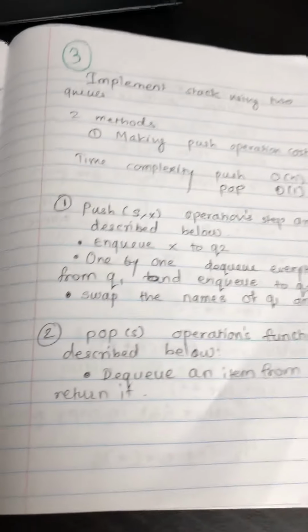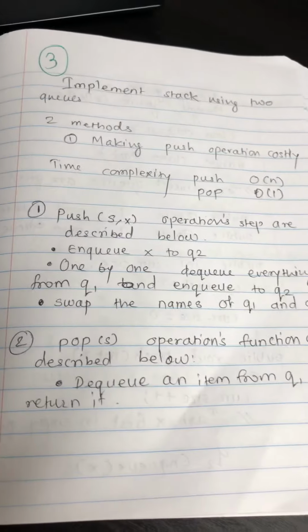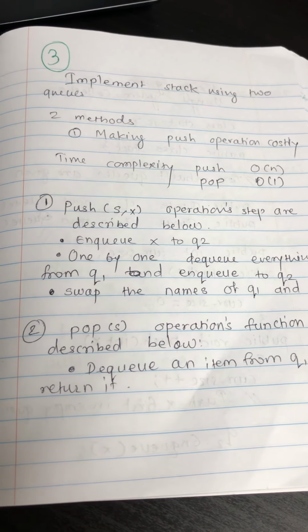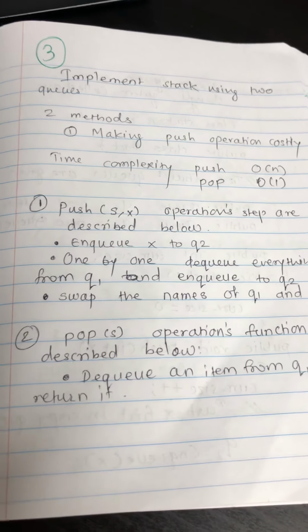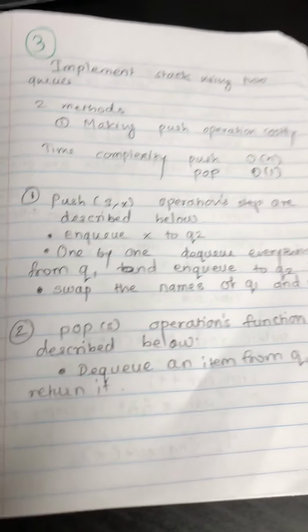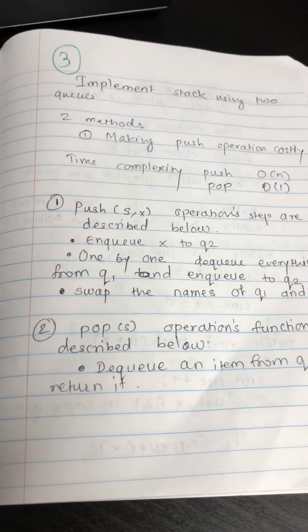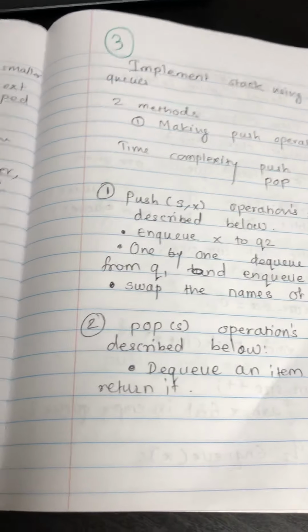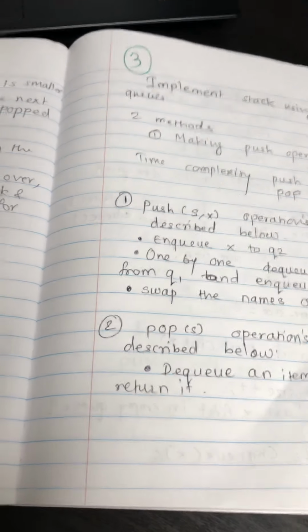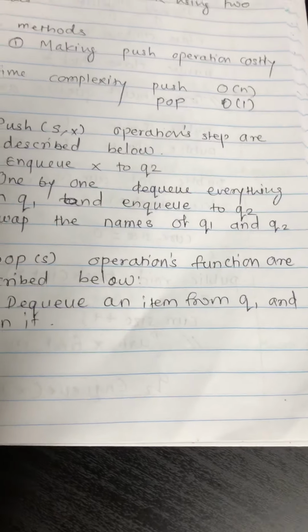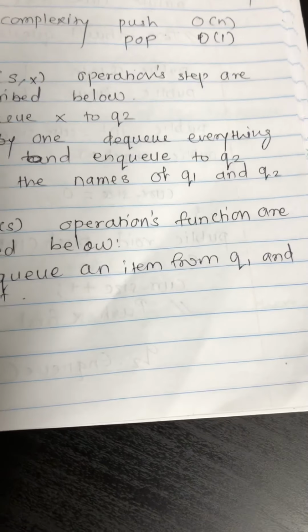Hello everyone. Now I'm going to explain the third problem, which is implementing a stack using two queues. The first method is making the push operation costly, and the second is making the pop operation costly. In the first method, first we enqueue x, which is the new element to be added to the stack.